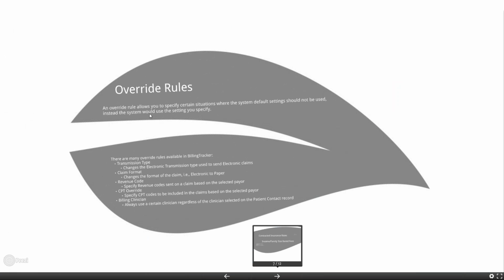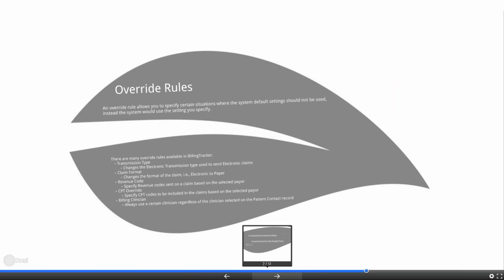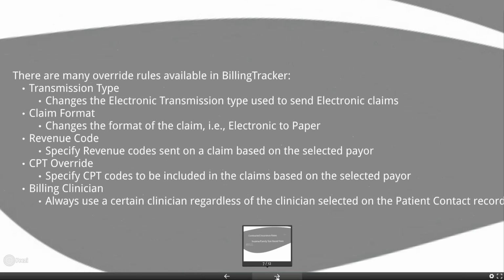The next item we're going to talk about is override rules. There are several override rules available in ClinicTracker. These override rules allow you to change things like the transmission type, claim format, revenue code, CPT overrides, and also a billing clinician. For our example, we're going to look at a billing clinician override rule.